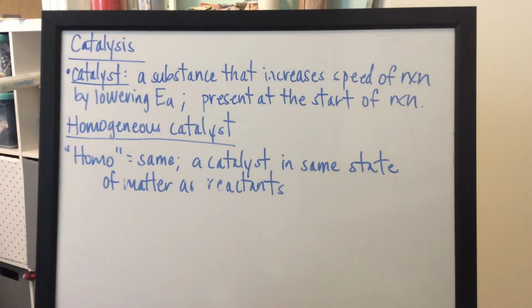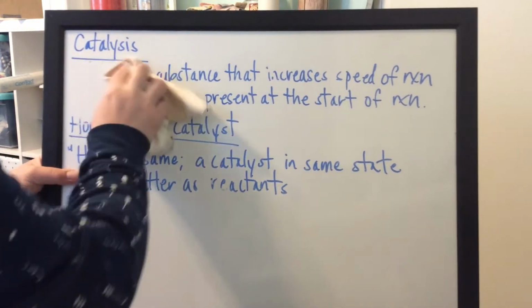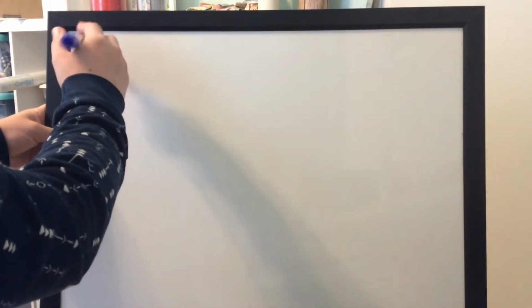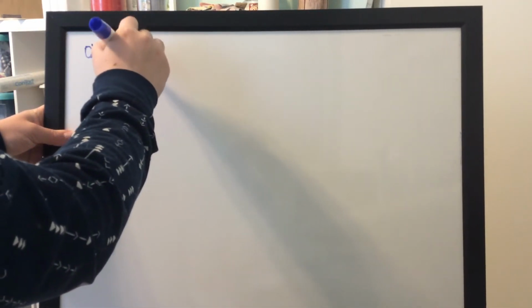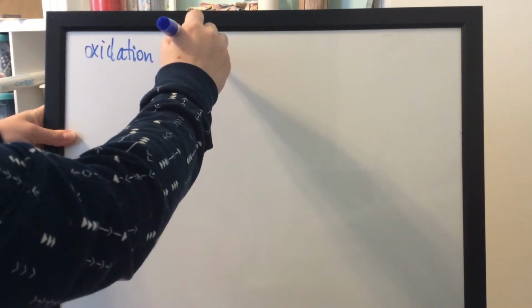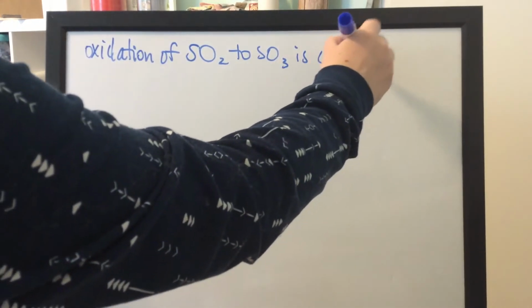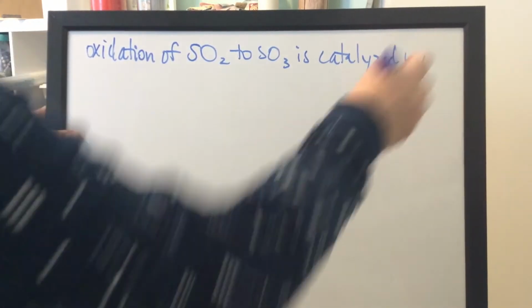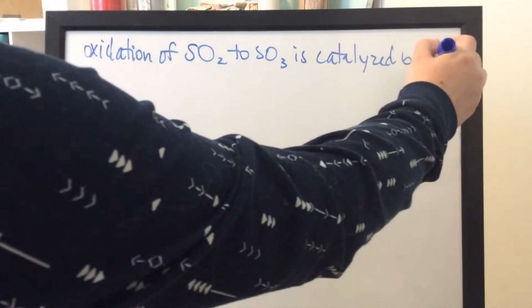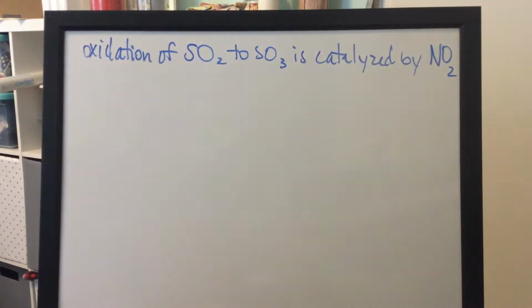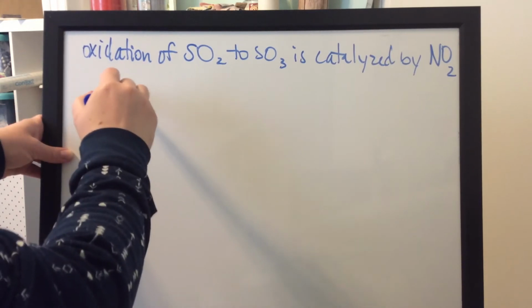Okay, so I have a quick example, but I'm going to erase my board here. You might want to write this. There's a problem I pulled from the book. It says oxidation of SO2 to SO3 is catalyzed by the presence of NO2. And it tells us it's a two-step reaction, and it looks like this.